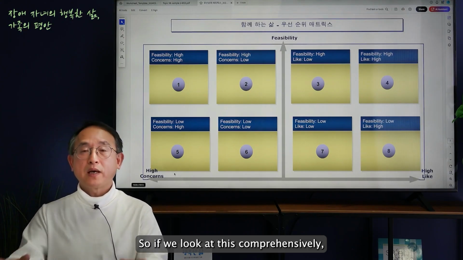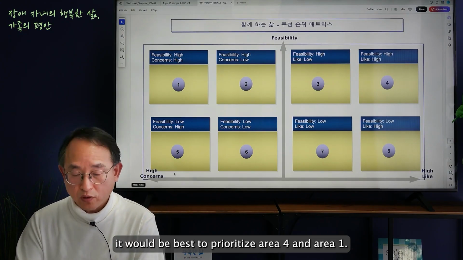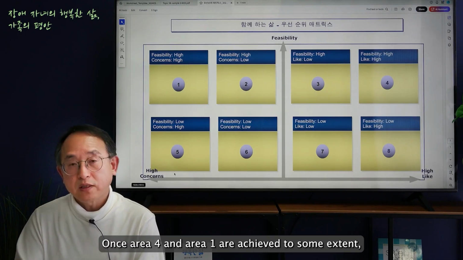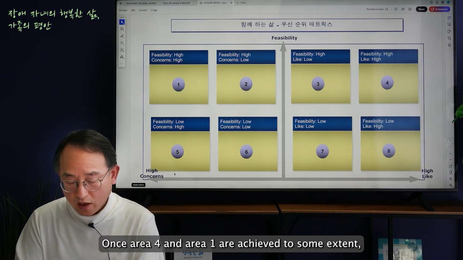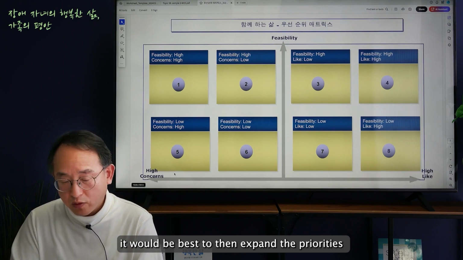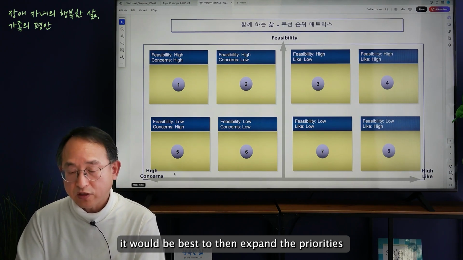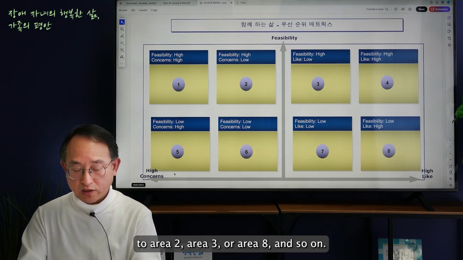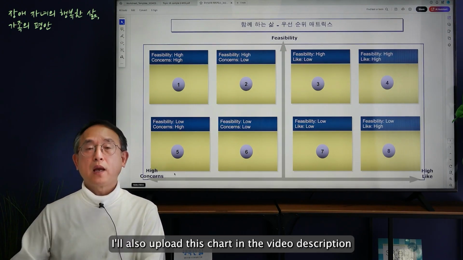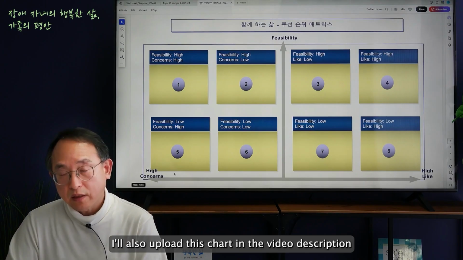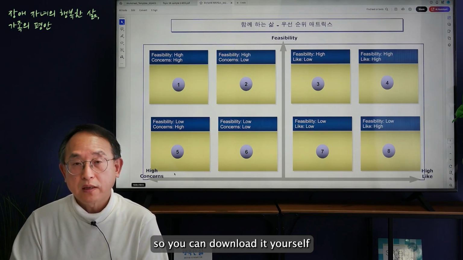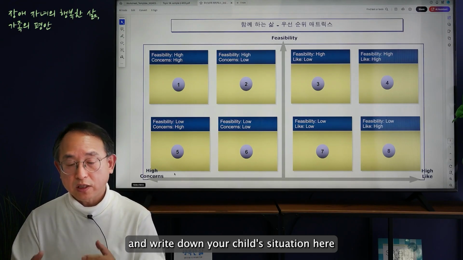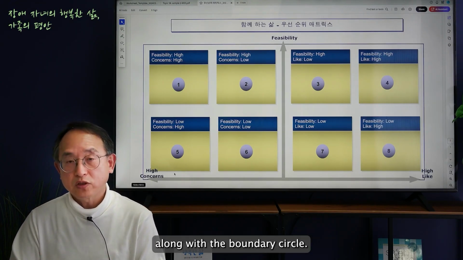So if we look at this comprehensively, it would be best to prioritize area 4 and area 1. Once area 4 and area 1 are achieved to some extent, it would be best to then expand the priorities to area 2, area 3, or area 8, and so on. That's what I'm suggesting. I'll also upload this chart in the video description so you can download it yourself and write down your child's situation here along with the boundary circle.